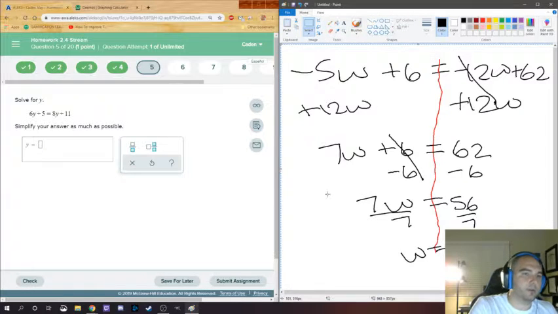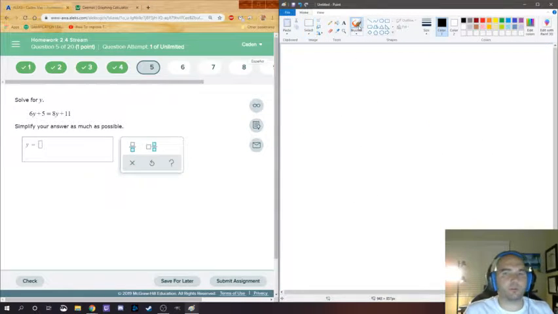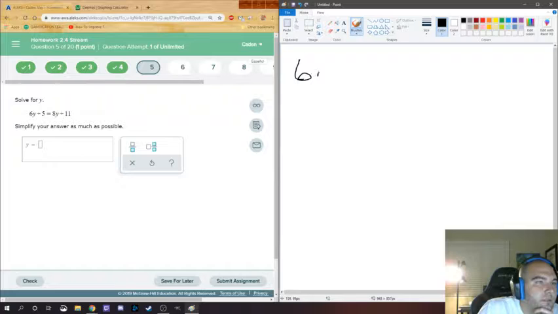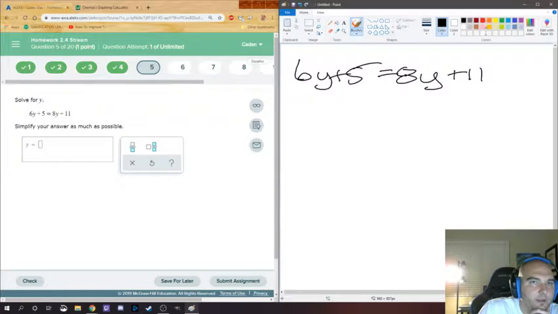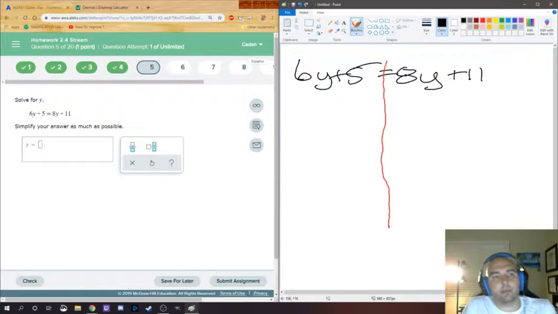All right, another one. This one looks like a lot fewer negative numbers. Let me just write out the problem real quick. We have 6y plus 5 equals 8y plus 11. So you've got y on both sides, right? Draw the red line down the middle. Oh, nope, it didn't go much better on a flat table than when I was holding it. Okay, again, take away the lesser thing, negative 6y. That's what you want to do.